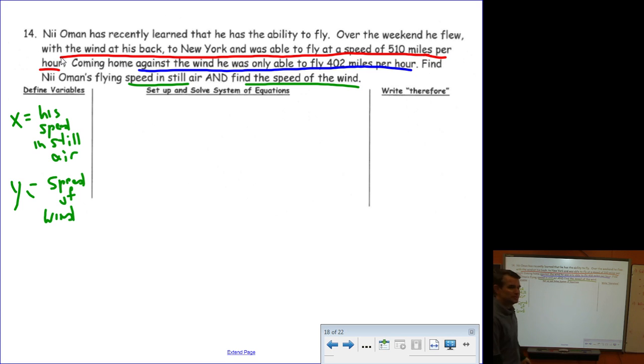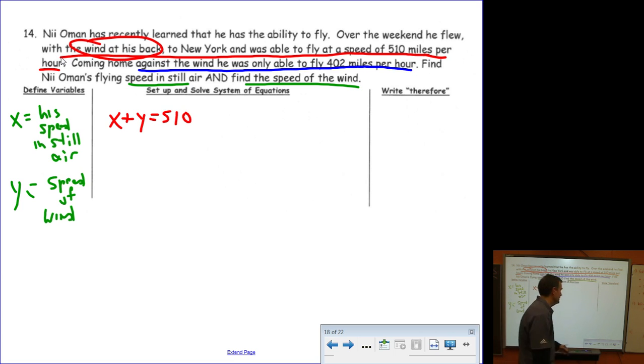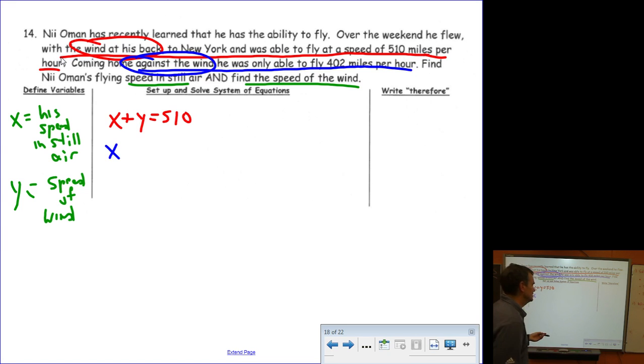And with these motion problems, the equations are always the same. With the wind at his back, that means he can fly however fast he can fly, plus the wind speed gives him a speed of 510 miles per hour. And then when he's coming home against the wind, he's still flying as fast as he can fly, but now against the wind I have to subtract the wind speed, and that gives him 402 miles per hour.